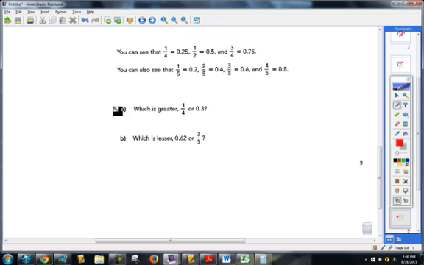Okay, let's look at this one here. Which is greater, 1/4 or 3/10? Okay, now a couple ways you could do it. I mean, you could just do 1 divided by 4, but you know there might be times when you don't have a calculator, so let's learn a different way.